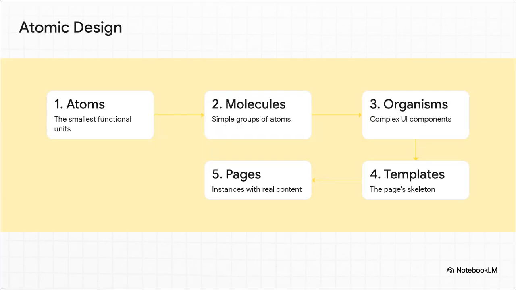Atomic design lays out 5 pretty clear stages. We start with the absolute smallest parts, the atoms, and then we intentionally combine them into larger structures. First, molecules, then organisms, which then fit into templates, and finally become full-blown pages. It's a really logical way to build everything from the ground up.